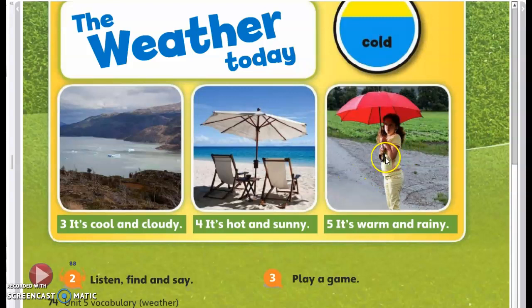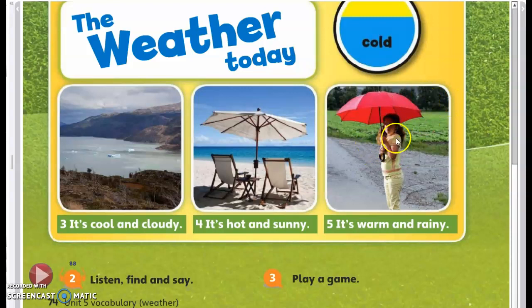Shall we take a look at the last picture now? Okay. What can you see? Pause it and try to describe it. Ready? Let's describe it together now. A girl is holding an umbrella. So it's raining.